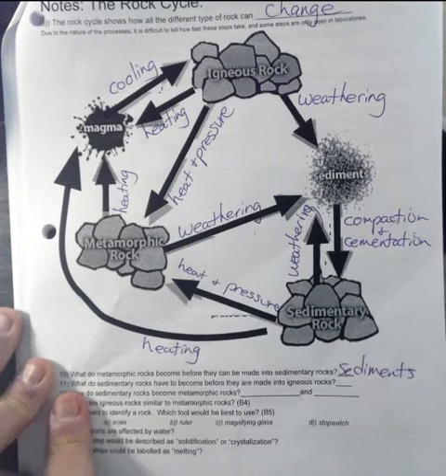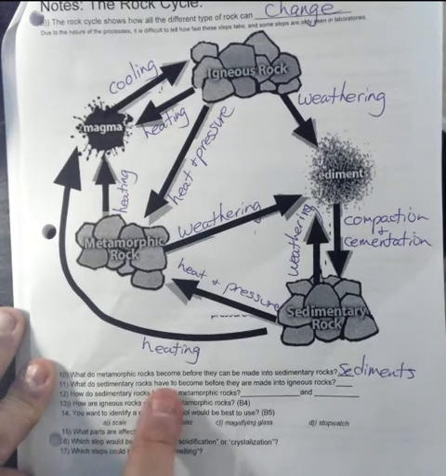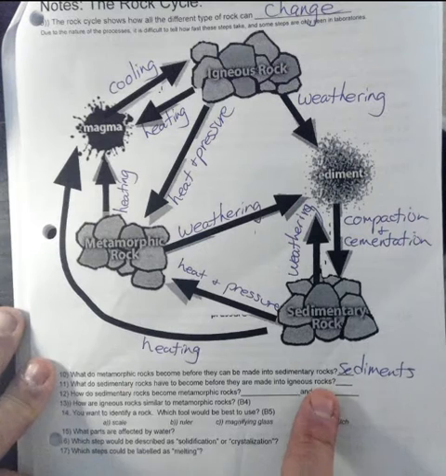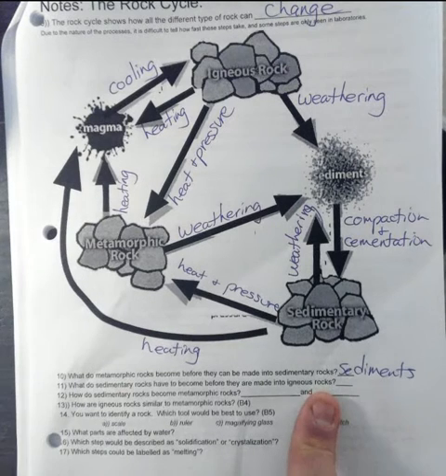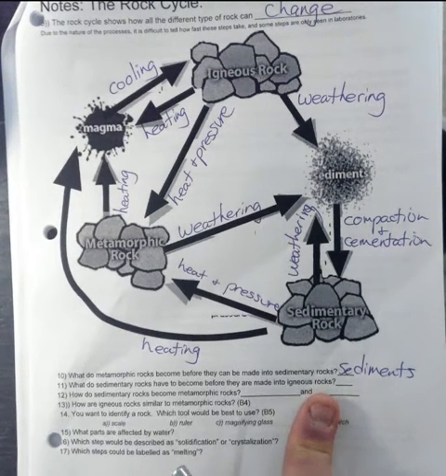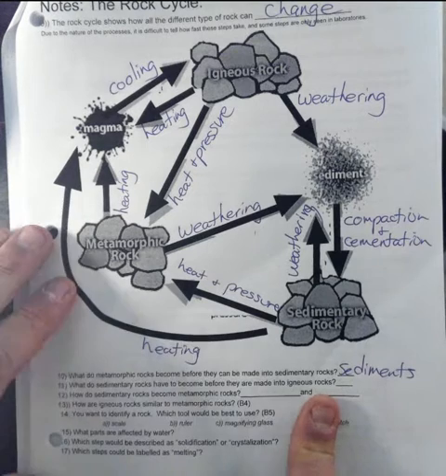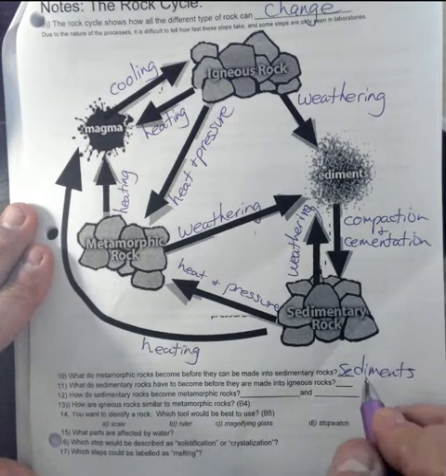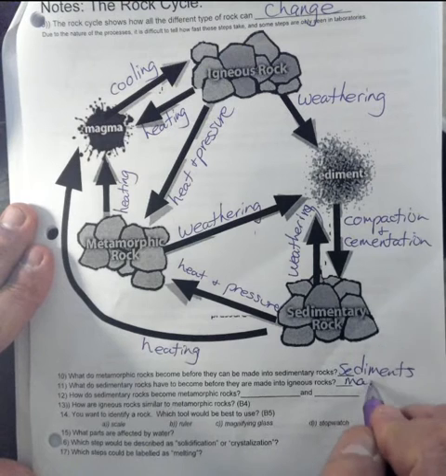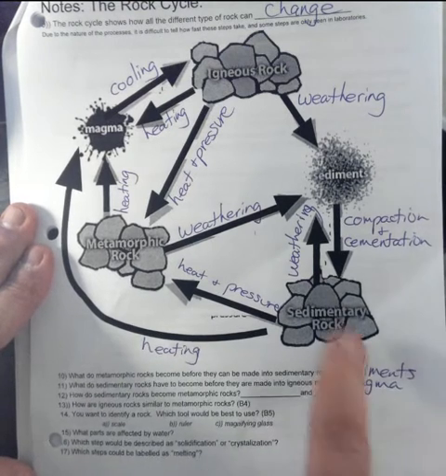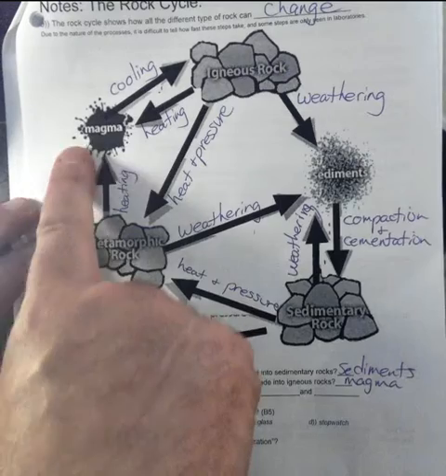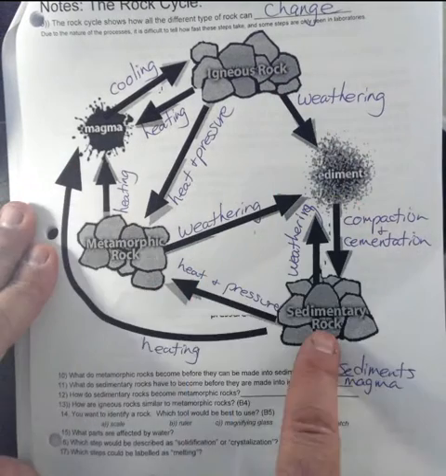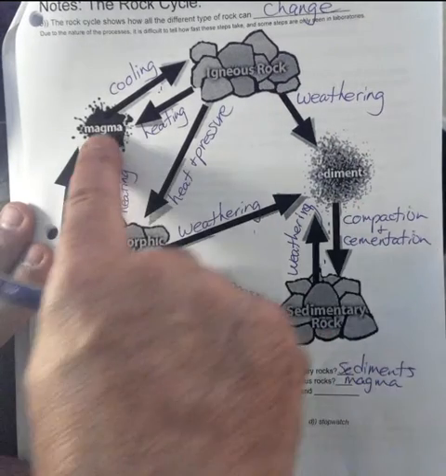Number 11. What do sedimentary rocks have to become before they're made into igneous rocks? Again, there are different routes you can go, but they all pass through at least one of these. Ty. It has to turn into magma. So here's sedimentary rock. We can heat it up, go to magma, and then igneous. Or I could go from sedimentary to metamorphic to magma to igneous.